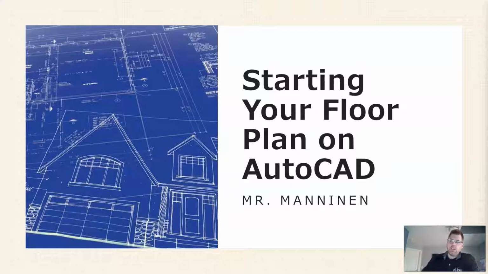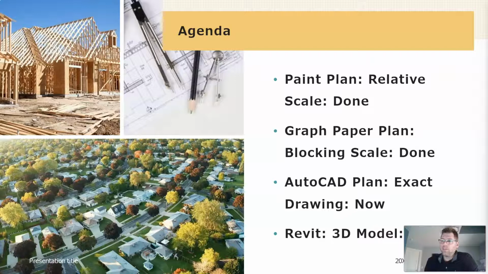We will do a couple slides and then I'll have a tutorial for you to check out. So on the slideshow, going forward, we've done our paint plan, which is relative to scale, and then our graph paper plan, which is blocking the scale. So each quarter inch equals 2 feet by 2 feet. And then the AutoCAD plan, which we're on right now, which will be exact.